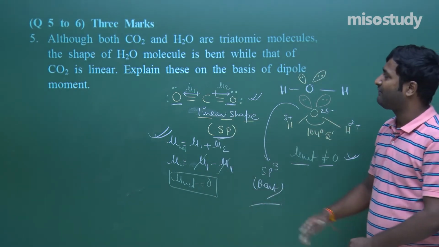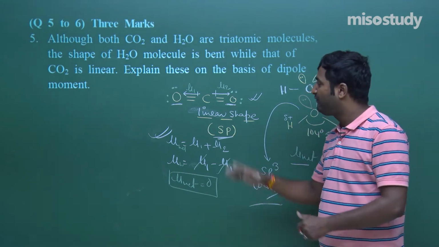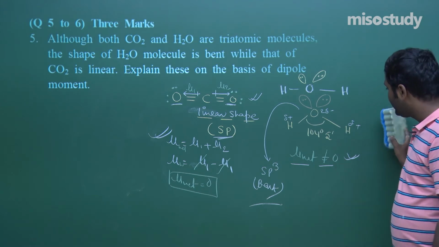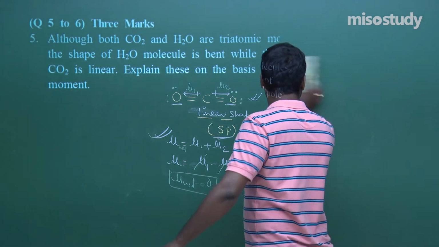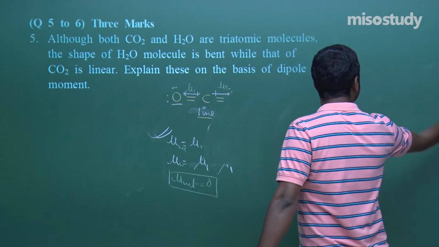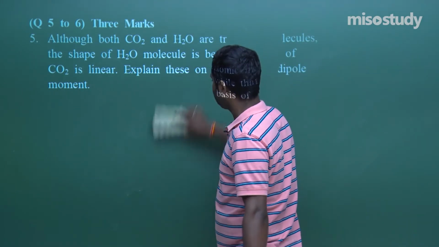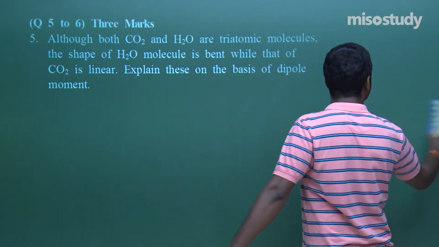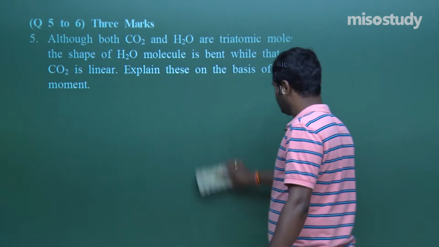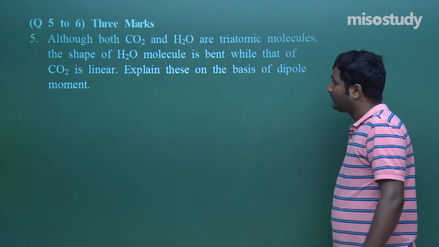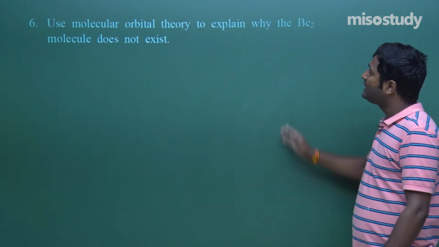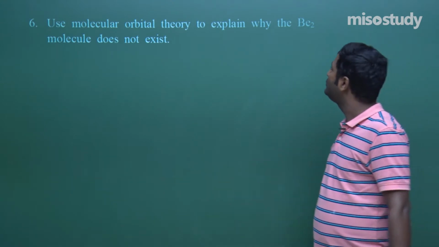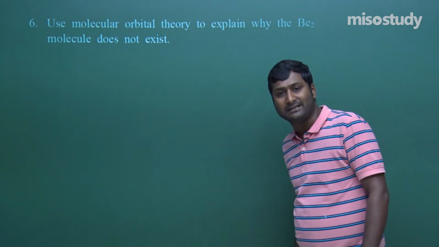And definitely, my friend, it will help you a lot if you have a command over the theory. Clear to you? Now I am going to wrap this part, my friend, and we'll discuss the next question. Question number 6. Use molecular orbital theory to explain why Be2 molecule does not exist.